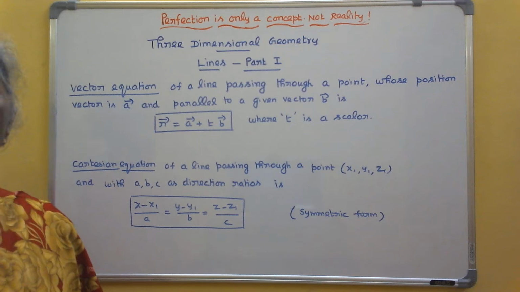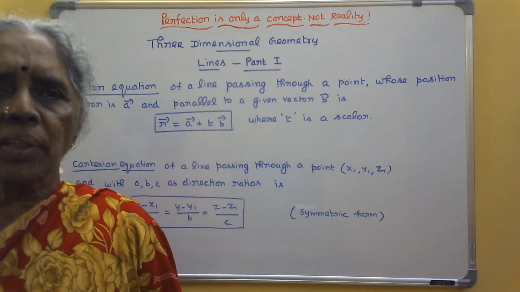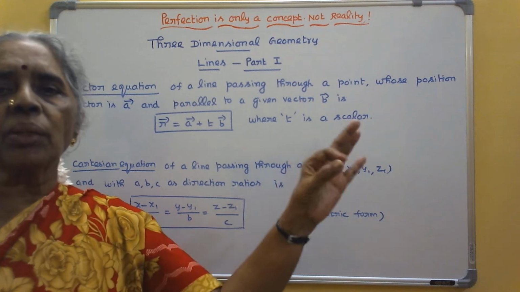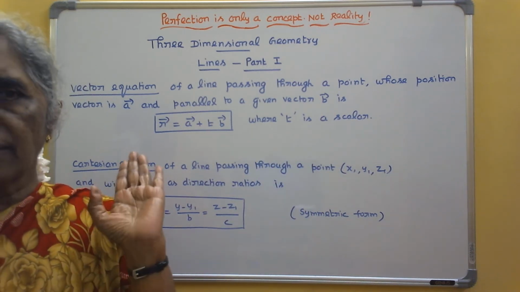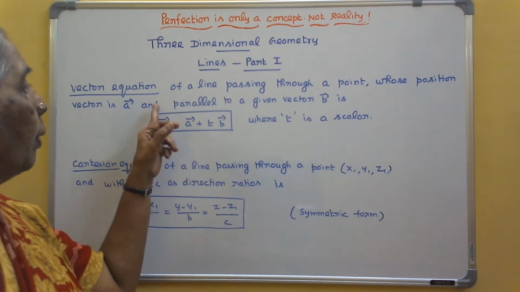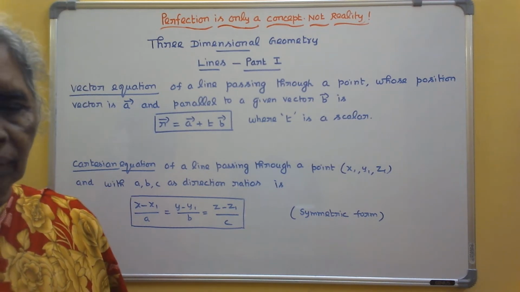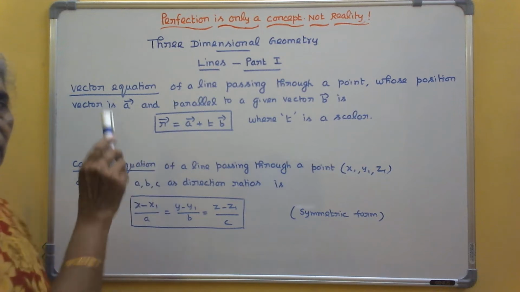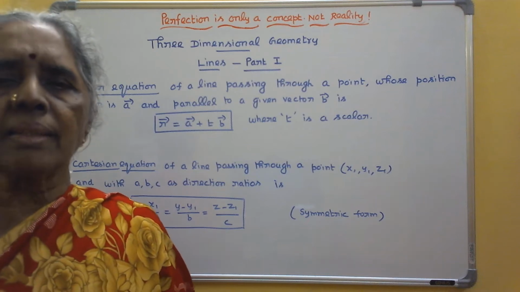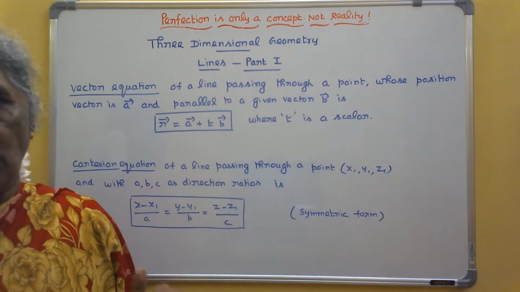Vector equation of a line passing through a point whose position vector is a vector and parallel to a given vector b vector is. So two conditions. One is the line passes through a point, the position vector of that point is a vector. The line is parallel to another vector b vector. That is r vector is equal to a vector plus t b vector, where t is a scalar. You have to note down this formula. This is the first basic one.